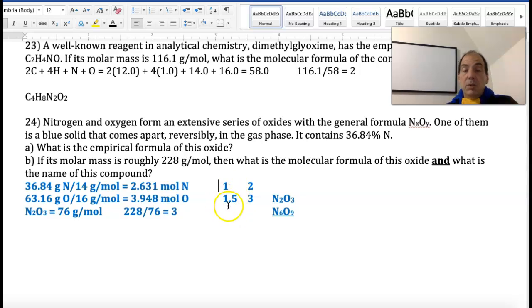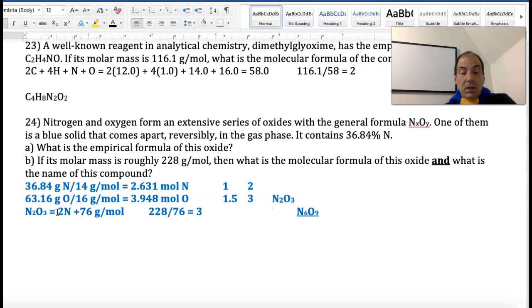All right, when I see those halves, I know I have to double. So that means my empirical ratio is 2 to 3. And so my empirical formula was N2O3. But we now want to go on to the molecular formula. So I take that N2O3 and I add it up. Okay, and let me spell it out. I shouldn't cut steps. 2 nitrogens and 3 oxygens.